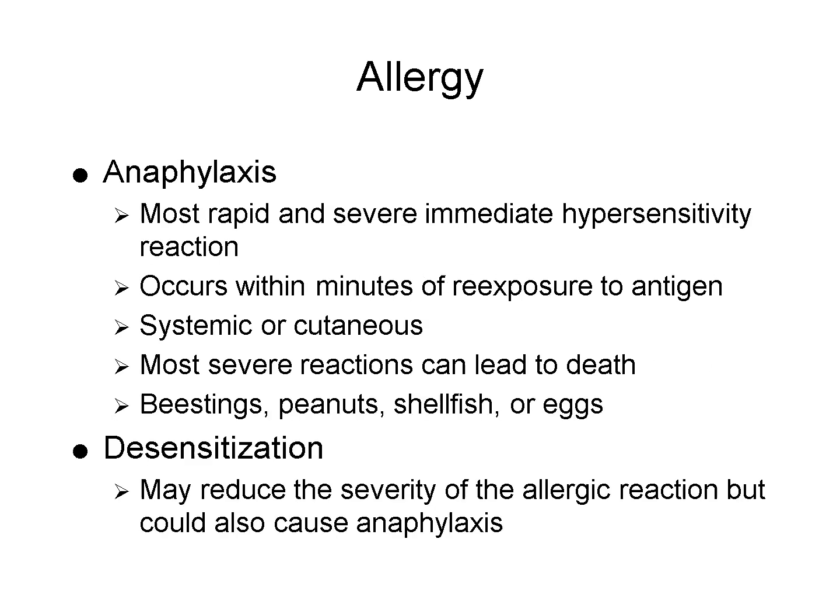Anaphylaxis is the most rapid and severe form of immediate hypersensitivity. It can occur within minutes of re-exposure to an allergen and can be either localized or systemic. Systemic anaphylaxis can cause airway obstruction, dangerously low blood pressure, and even death if not treated immediately. Common triggers include bee stings, peanuts, shellfish, and eggs. Desensitization treatments may reduce the severity of allergic reactions, but they carry the risk of provoking anaphylaxis themselves.